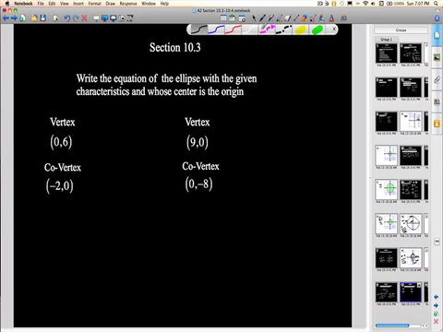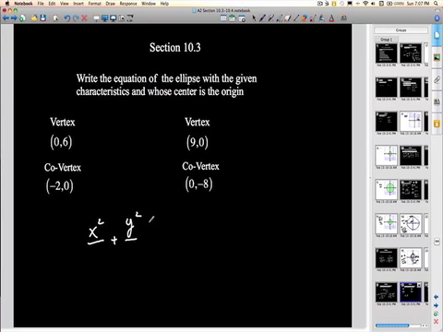If I want to write the equations of ellipses, what I need to do is simply take these values and put them with the axis that they are related to. So I know I'm going to have x squared, plus y squared, and these things always equal 1. Okay, now 6 was a y coordinate, so I'm going to square 6 and put it under y, so that's 36. And negative 2 is an x coordinate, so I'm going to square that and put it under x, and that's how you write the equation of an ellipse.